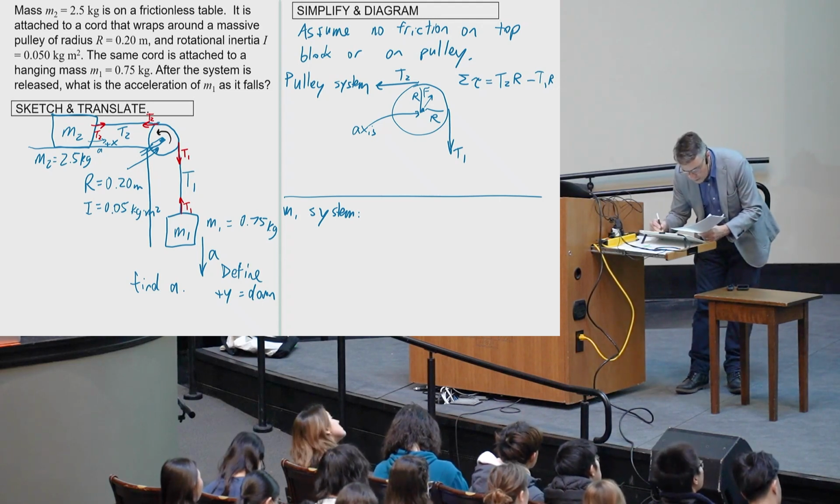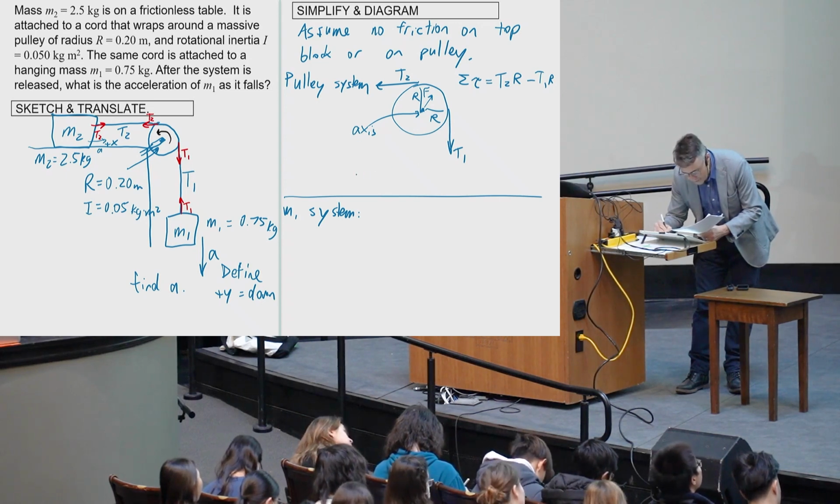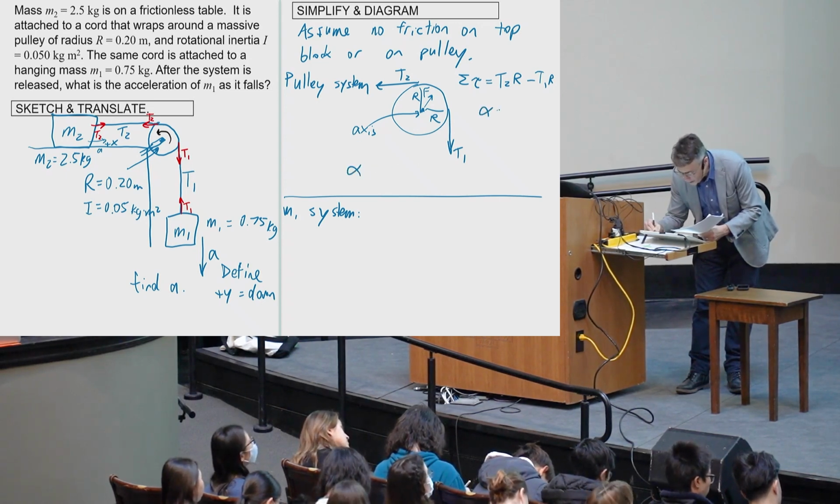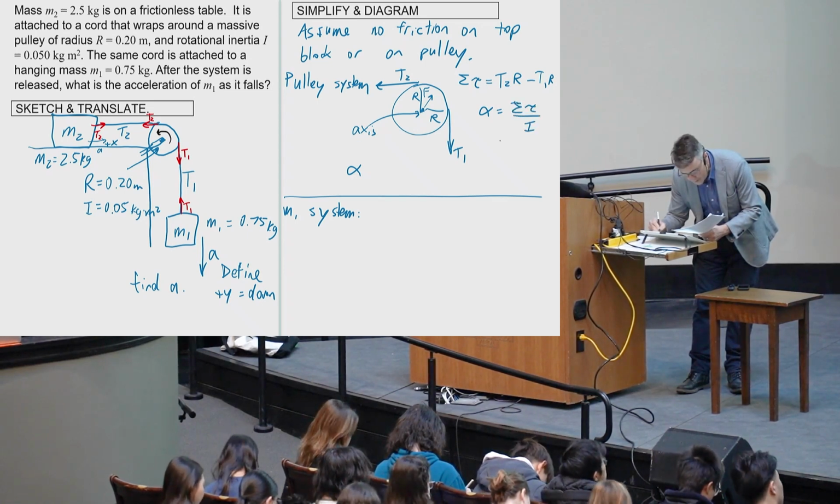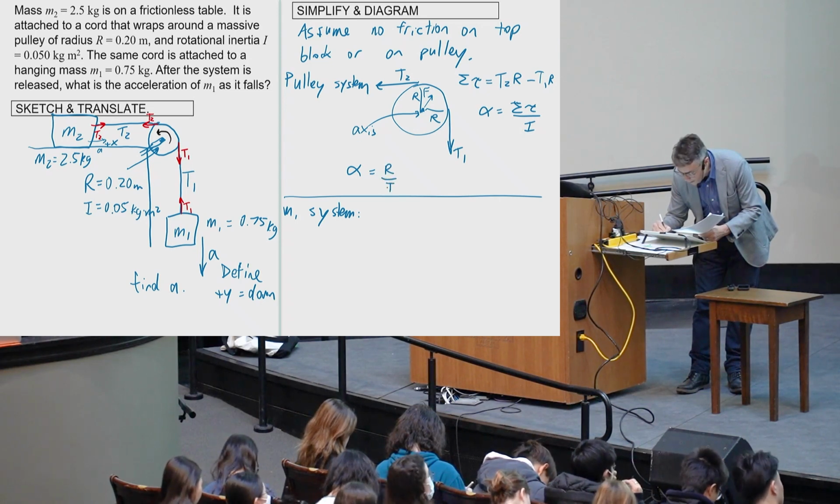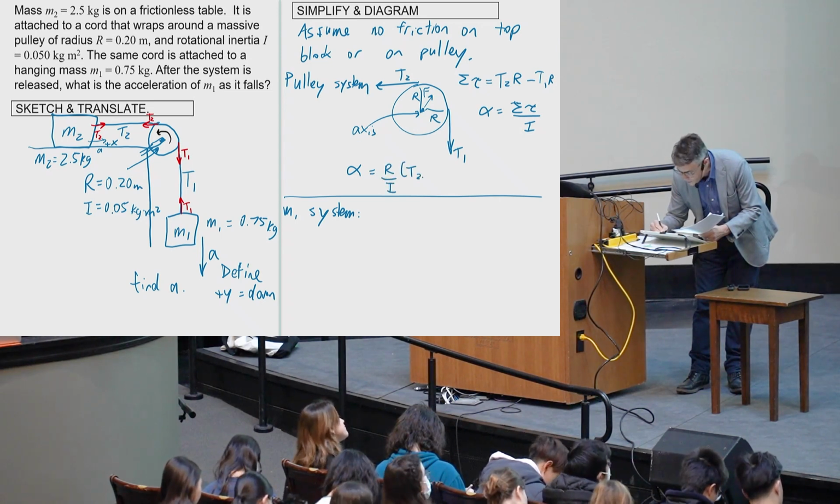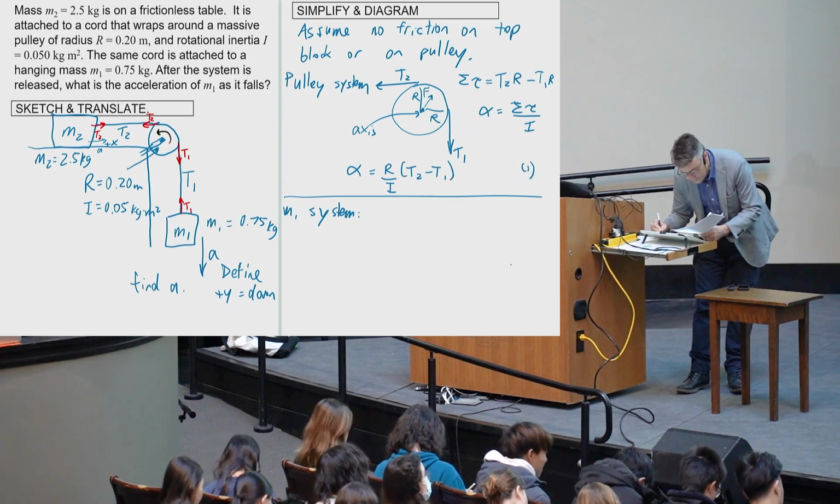So yeah, really good point there. Okay, what are we doing here? So alpha. Remember, alpha is equal to the sum of all the torques divided by I. So it's going to be equal to R over I times T2 minus T1. I'm going to call that equation 1 or something.